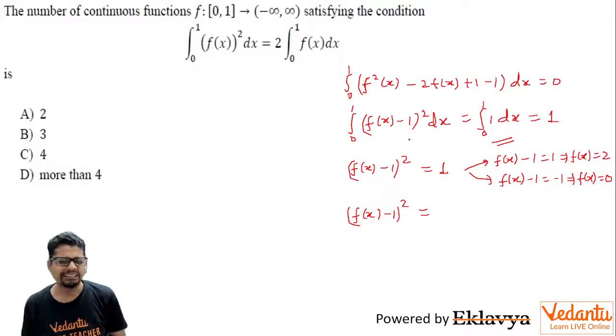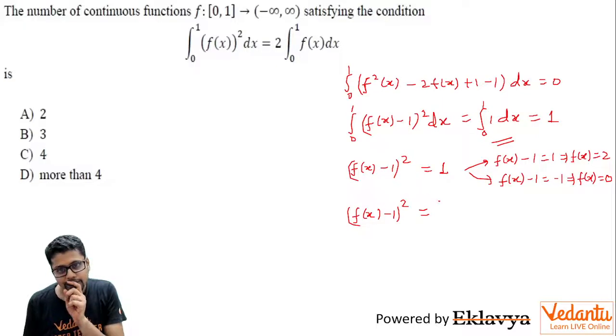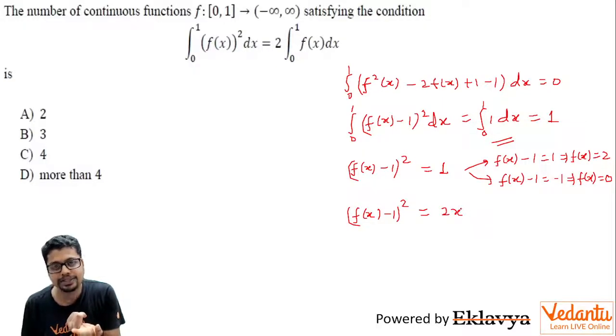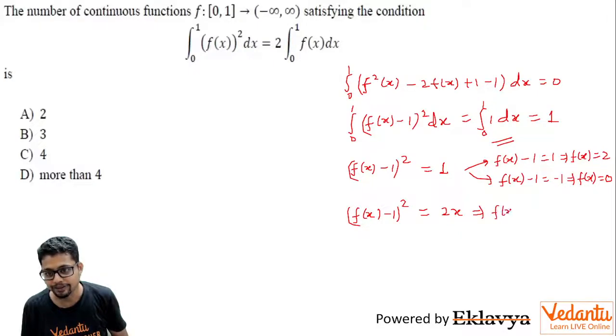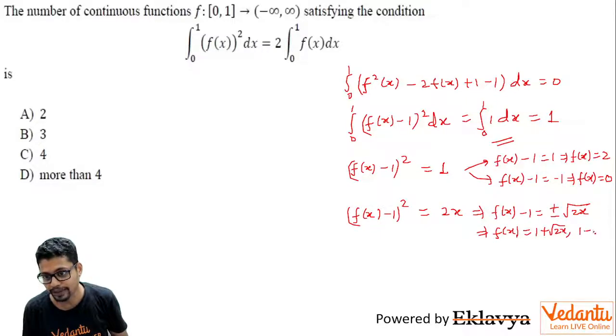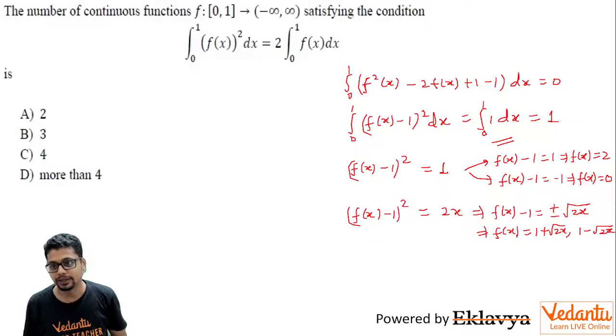So the first thing that may strike is x, but then the integration of x is x² by 2, and when integrated from 0 to 1 it will end up giving you half. So instead of x you should be taking 2x, so that the integration becomes effectively x², and as we integrate from 0 to 1, the value you get is 1. That means f(x) minus 1 can be either plus or minus the square root of 2x. Or you may say f(x) can either be 1 plus root 2x or 1 minus root 2x. So here itself we have got 4 functions. There can be many more such functions.